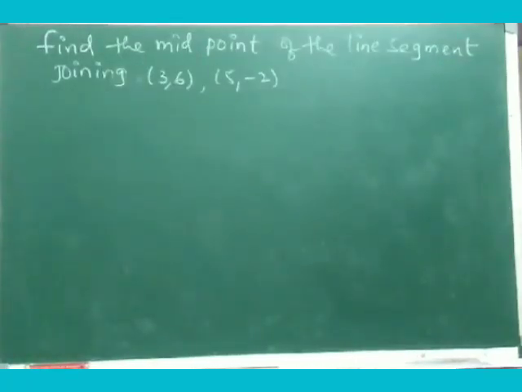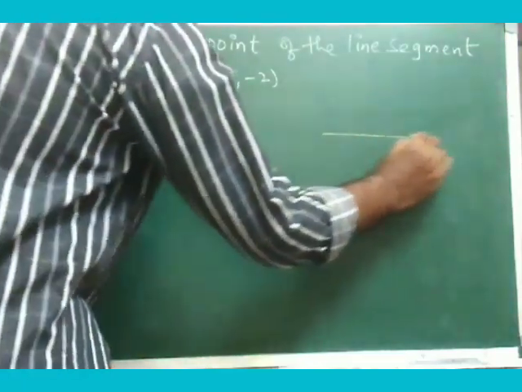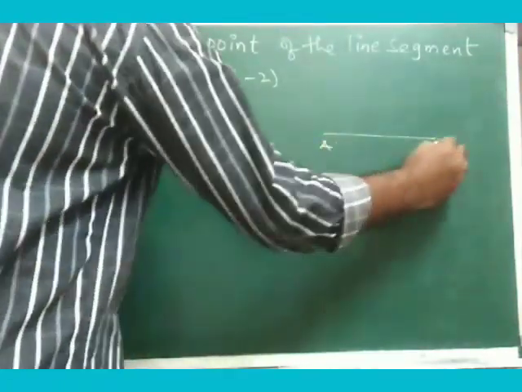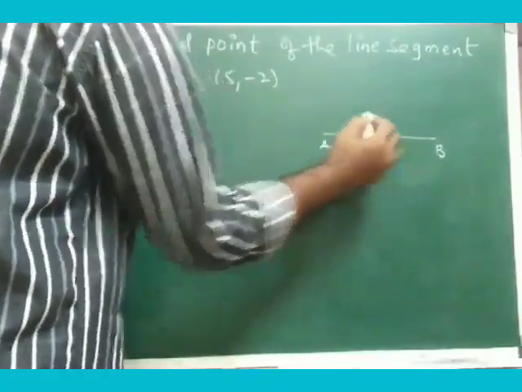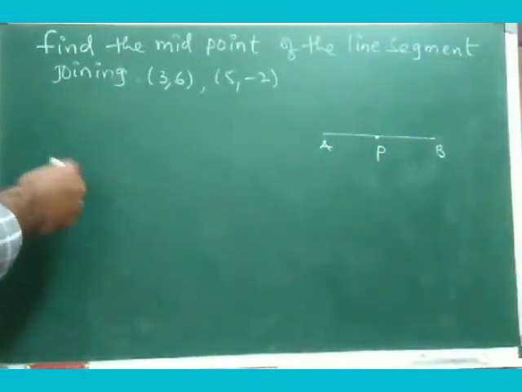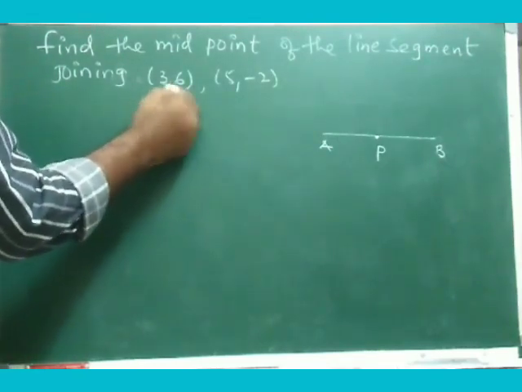Find the midpoint of the line segment joining the points (3, 6) and (5, -2). So this time the question is, we need to find the midpoint of the line joining 2 points. Let the 2 points be A and B. Now we want the midpoint, let P be the midpoint here. Then what is the formula for the midpoint?